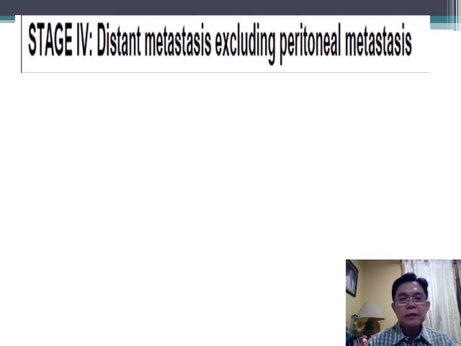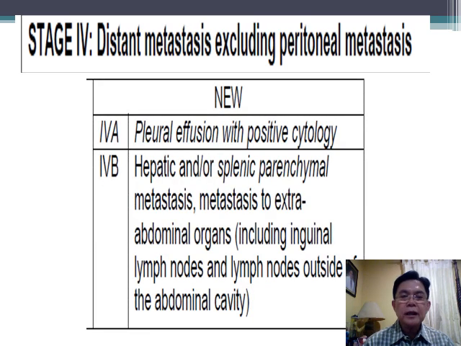Okay, stage 4 or distant metastasis, excluding peritoneal metastasis, stage 4. Okay, stage 4 disaster. So this is a far advanced disease. So stage 4A, pleural effusion with positive cytology. So if there is only pleural effusion, but on cytologic examination it does not contain malignant cells, then it is not a stage 4A disease. Maybe only stage 3 disease. So that pleural effusion should be positive for malignant cells.